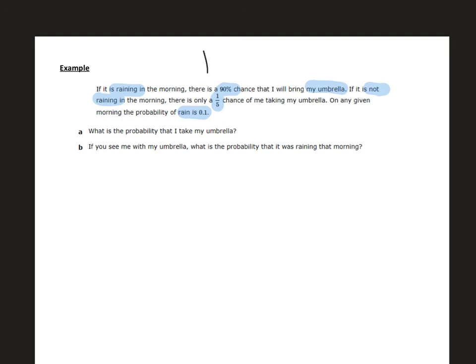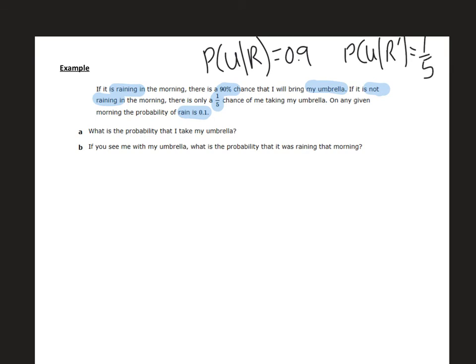So again, let's write out what those probabilities are. The 90% chance is the probability that I bring an umbrella, given that it's raining. And the 1/5 was the probability that I bring the umbrella, given that it's not raining. So again, I've got conditional probabilities. That makes sense to do a tree diagram, and on the tree have the first branch as rain or not rain. It says the probability that it rains is 0.1, so not rain must be 0.9.